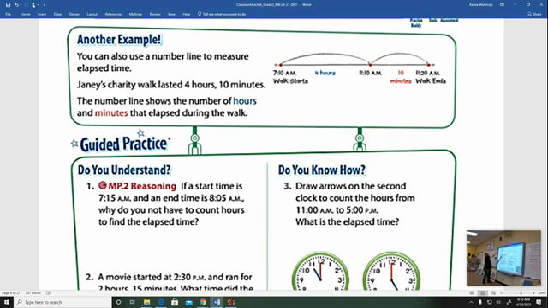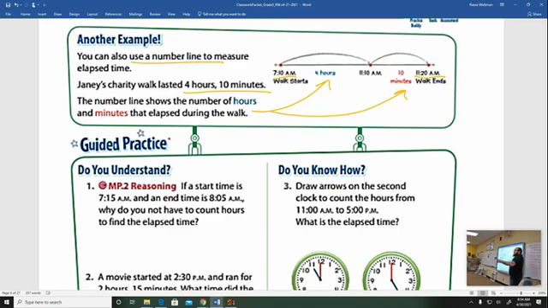So here, in the another example section, it says you can also use a number line to measure elapsed time. Number lines are really useful. They're good for fractions. They're good for distances. They're good for even multiplication, right? I feel like some of you don't like them. They're good for time, right? Janie's charity walk lasted 4 hours, 10 minutes. The number line shows the number of hours and the number of minutes. And see how you can tell that she started at 7:10, went all the way to 11:20.